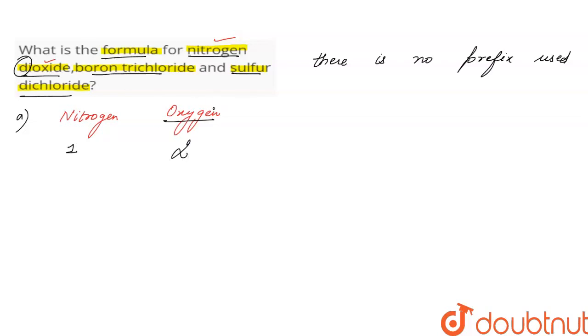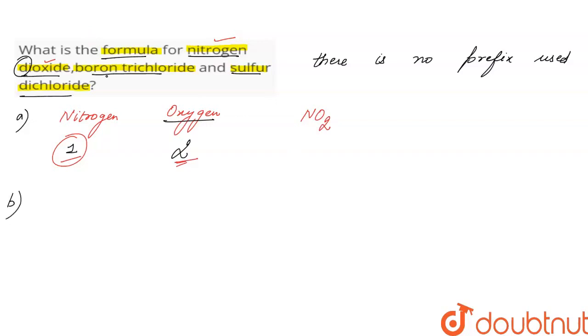And the formula here will be, by taking a look at these values, that is 1 and 2, the nitrogen atom here is 1 and there are a total of 2 oxygen atoms. So the formula here will be NO2. Moving on to the next one.